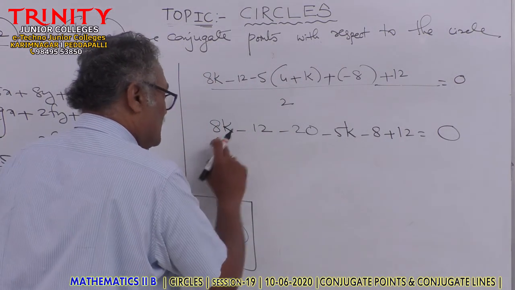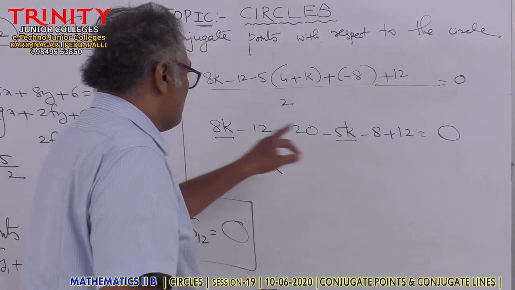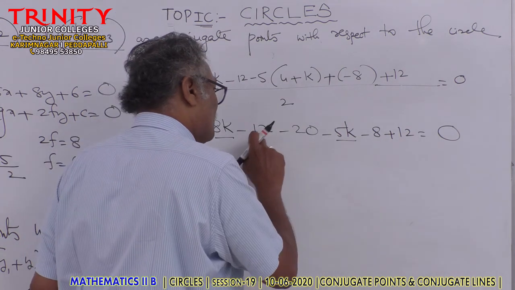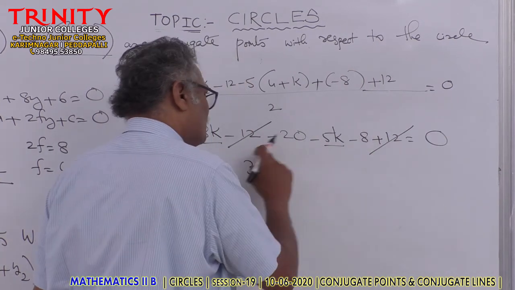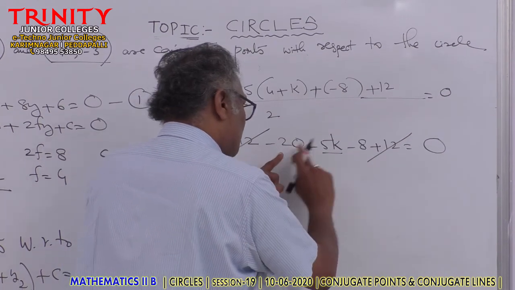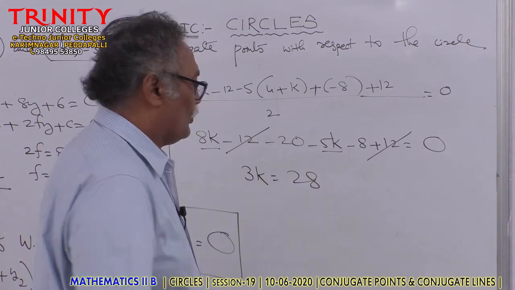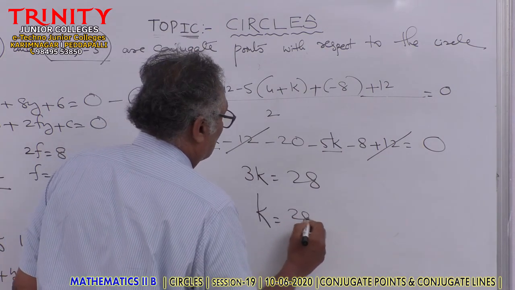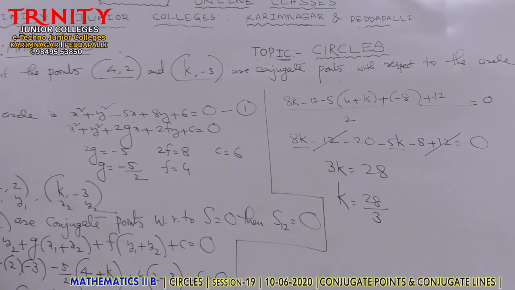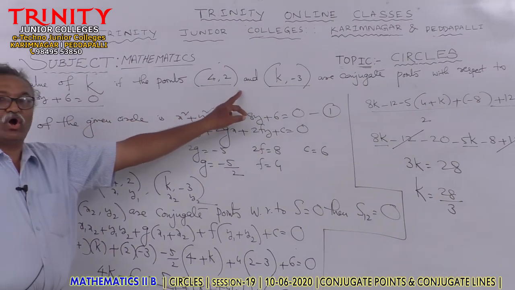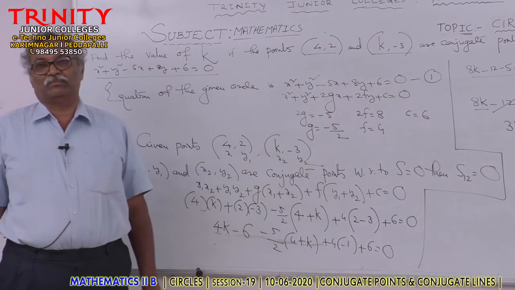Here 8k minus 5k, that is 3k. Minus 12 plus 12 cancels. Here minus 20 minus 8, minus 28. Okay. Now k is equal to 28 by 3. That is the answer. If these 2 points are conjugate points with respect to this circle, then the value of k is 28 by 3.